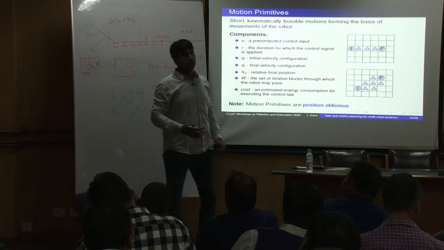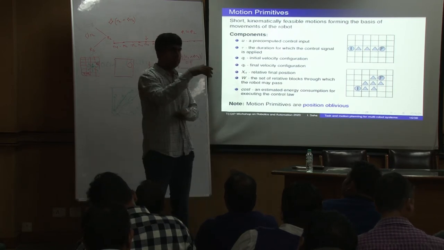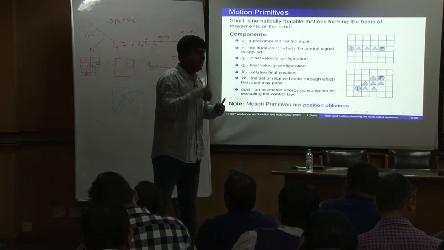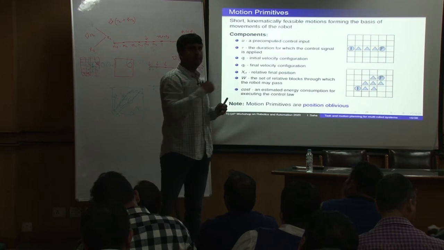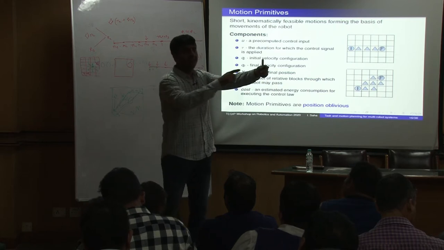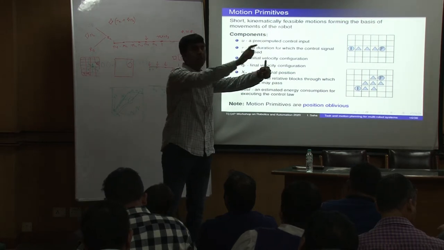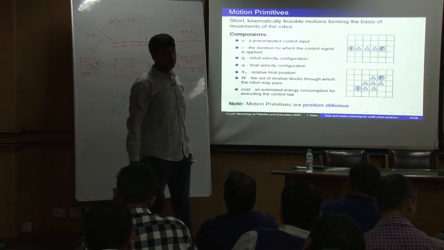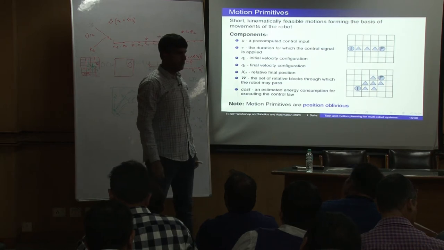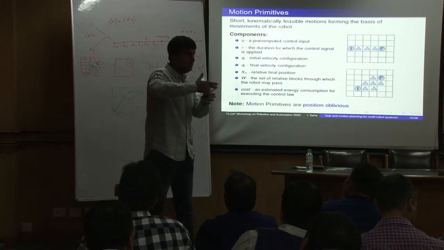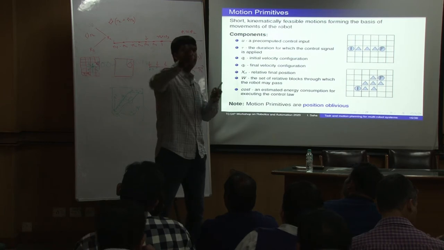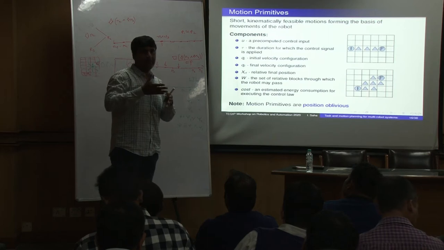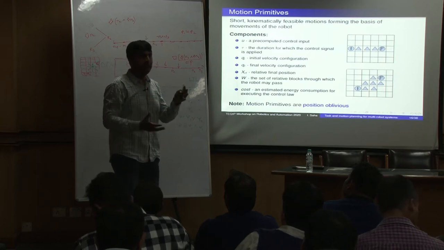And then there is a notion of final velocity configuration. Once this motion primitive is applied for tau amount of time, it is guaranteed that at the end of this tau time, the robot will be in some state. Now if we want to apply another motion primitive, this postcondition has to satisfy the precondition for the next motion primitive. That's how we compose the motion primitives to synthesize the plan. So I hope you are now seeing the connection between the plan and the underlying control problem.